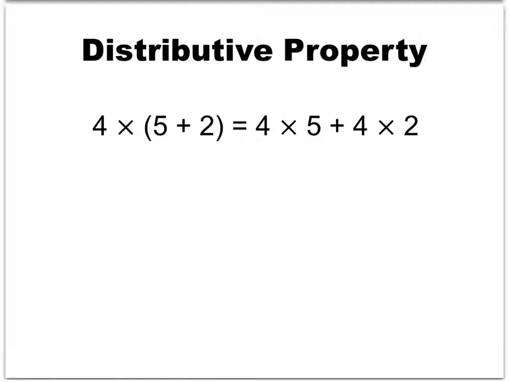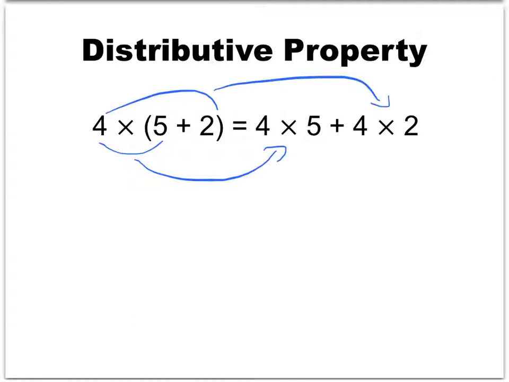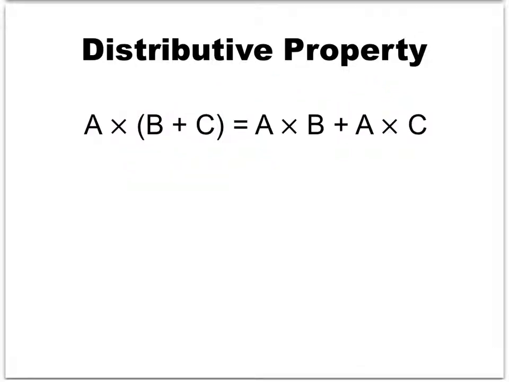Let's look at how we can think of going from one side to the other side. Over here we have a 4 times 5 and a 4 times 2. We can think of this as though we took the 4 times the 5 and then the 4 times the 2. The 4 times the 5 comes over here, and the 4 times the 2 comes over here, and we add them together. So we describe this as though we distributed the 4 across that addition. And so this illustrates what we call the distributive property.